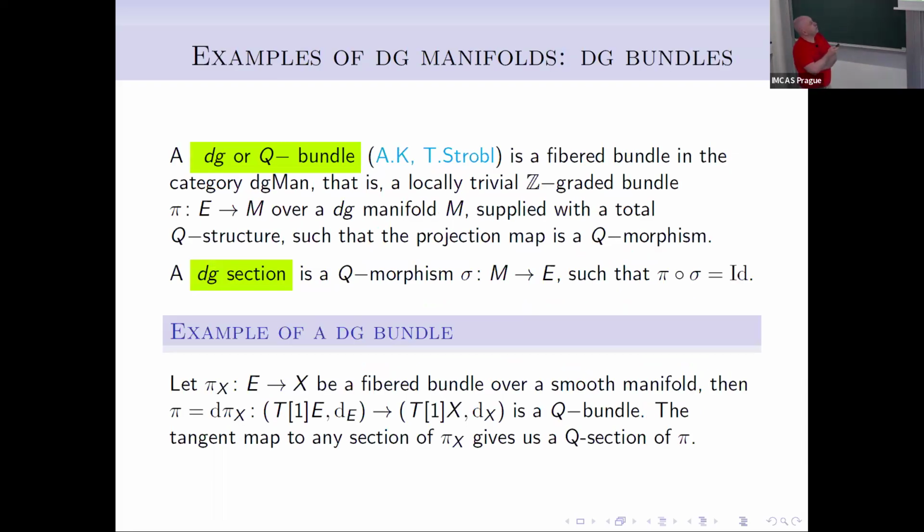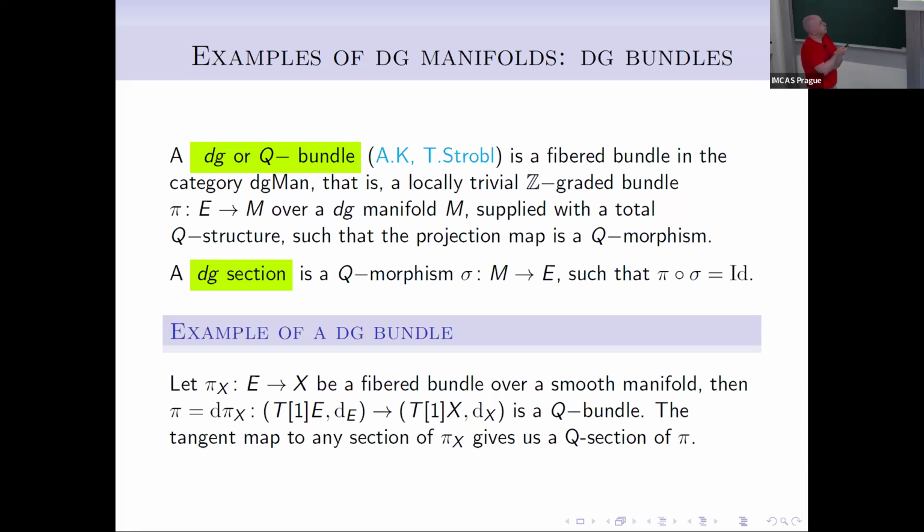If you have a bundle in the category of Q manifolds, it's called a Q bundle. So it's a fiber bundle in the category of DG manifolds, which is locally trivial as a Z-graded bundle, but not necessarily trivial as a Q manifold. So it's not necessarily true that it's locally a product of Q manifolds. And a DG section is a section which is a Q morphism at the same time. And so there's a very natural example of a DG bundle.